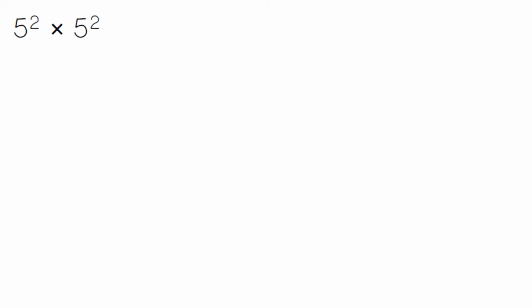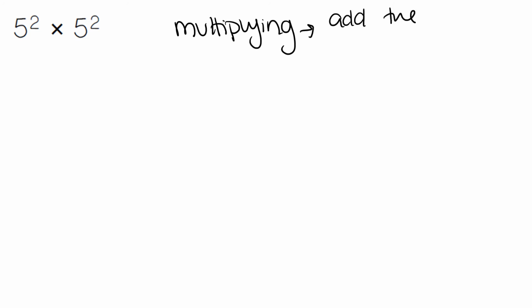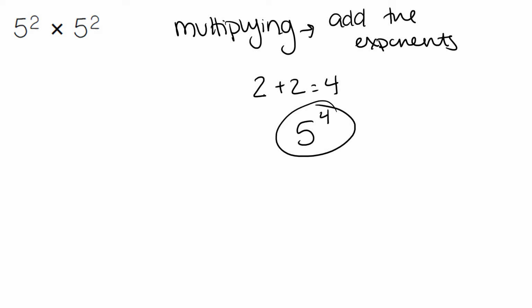For this problem, it's just a basic one-step problem, 5 squared times 5 squared. We are multiplying, and so when we multiply, we know that we're going to add the exponents. And so we're going to add our exponents, 2 plus 2 to get 4, which means our base number 5 stays the same, and our new exponent is a 4.